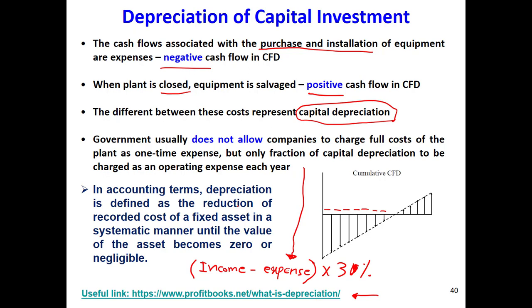And another additional piece of information: in accounting, depreciation is defined as the reduction of a recorded cost of a fixed asset until the value of that asset becomes zero. So how much money you will lose in that truck, in that car, per each year, until the price of that car becomes zero. Let's say after 20 years the car is not working anymore, so the price is zero. How much money will you lose until it reaches zero?